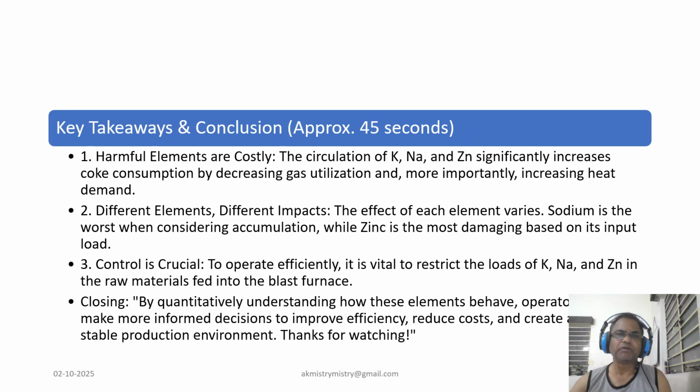So let's wrap up with the key takeaways from this research. First, harmful elements are costly. The circulation of potassium, sodium, and zinc significantly increases coke consumption, primarily by increasing the furnace heat demand. Second, different elements have different impact. The impact of each varies depending on whether you are looking at its accumulation inside the furnace or its load in the raw material. And finally, this all points to one crucial conclusion. To run a blast furnace efficiently, it is vital to restrict the load of potassium, sodium, and zinc in the raw material you feed into it.